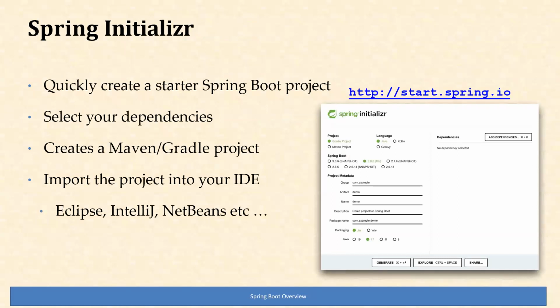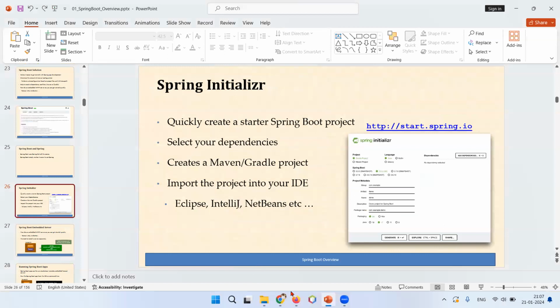Yeah, and Spring Boot comes with Spring Initializr. So this is going to be our next video. What the Spring Initializr will do, it quickly creates a starter Spring Boot project for you. You will have something like this, start.spring.io. This is where you can access Spring Initializr. Once you go there, you will be selecting the dependencies and you can create a Maven or Gradle project. And you can import the generated project into your IDE, whether Eclipse, IntelliJ, NetBeans, whatever. So let me show you this.